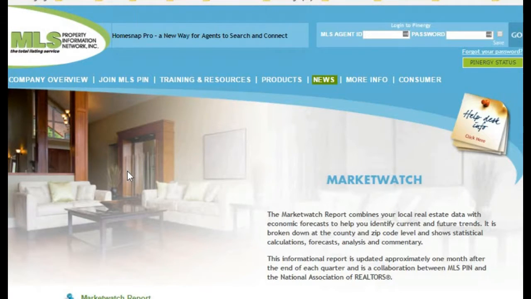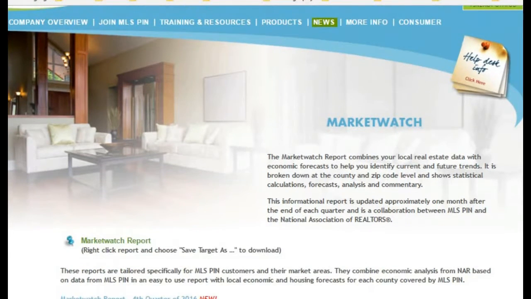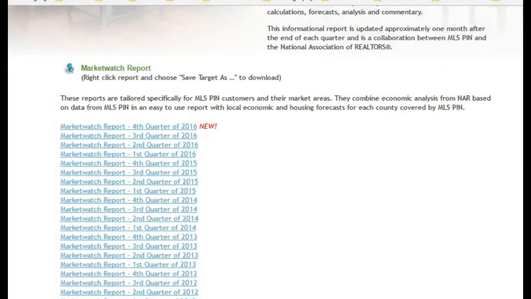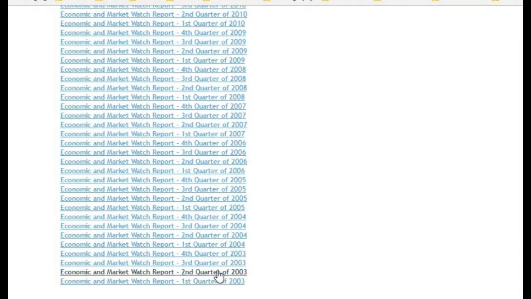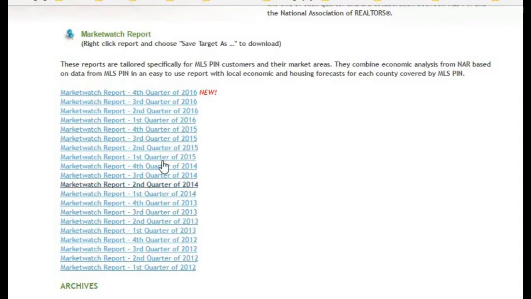Now, the MLSPIN Market Watch report comes out quarterly. Typically it comes out around mid-January for the previous quarter, about mid-April for January, February, and March, mid-July for April, May, and June, mid-October for July, August, and September, and mid-January for October, November, and December. You will see that there's a number of links here, providing quarterly reports going back all the way to 2003. So every quarter from 2003 all the way up to the last quarter of 2016 is available from this website.